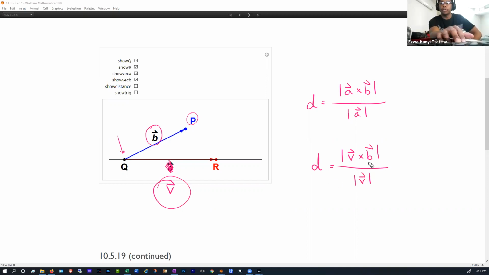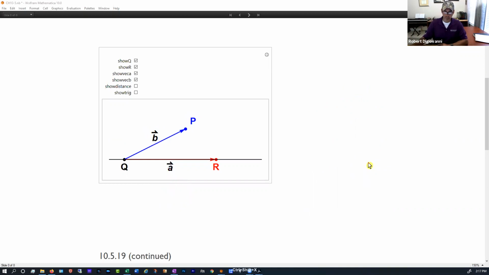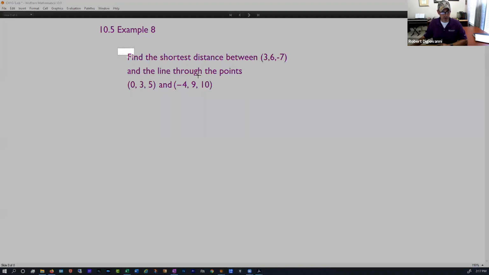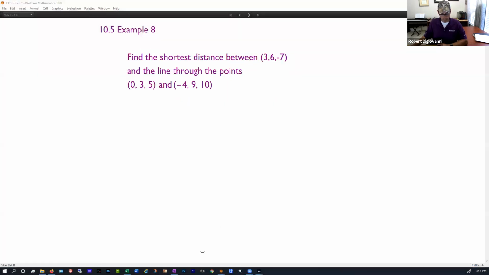You're saying if V is provided, that they say V is the direction vector of this line. Yeah, remember, we started with this. If somebody gives you a point and a line, then what's the shortest distance between them? Well, if we're given the equation of the line, then we can come up with the direction vector, right? Let's do an example, you'll see. Find the shortest distance between that point and the line that goes through these two points.